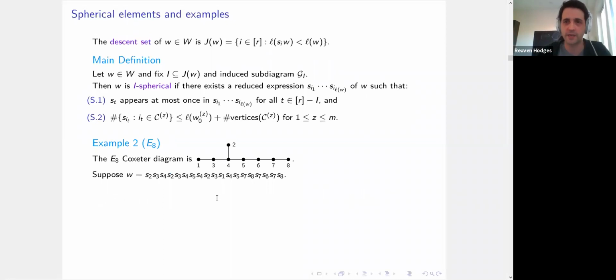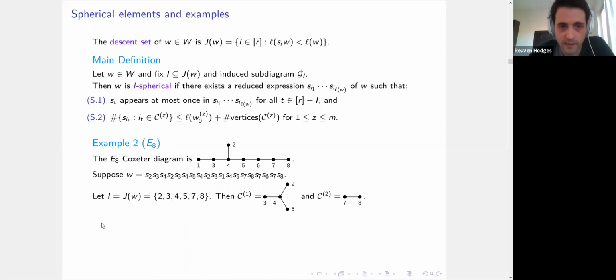Okay, so let's look at a more complicated example now. We'll look at this same E8 Coxeter diagram. And let's start off with W being this very long word. I'm going to tell you that the descent set of this W is 2, 3, 4, 5, 7, 8. And I'm going to take my I in this case to be that full descent set. So I'm going to take I as large as possible. And as we saw in the previous example, when you look at the induced subdiagram associated to this particular choice of I, you get two connected components, right? You get this C1 connected component and this C2 connected component.